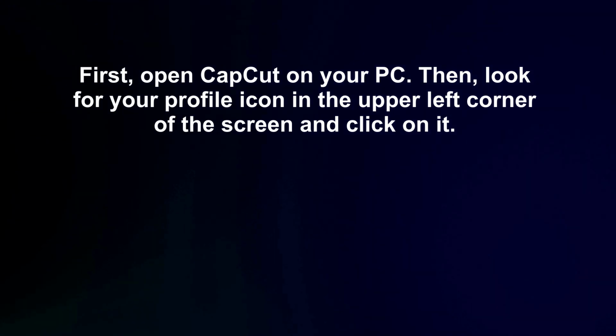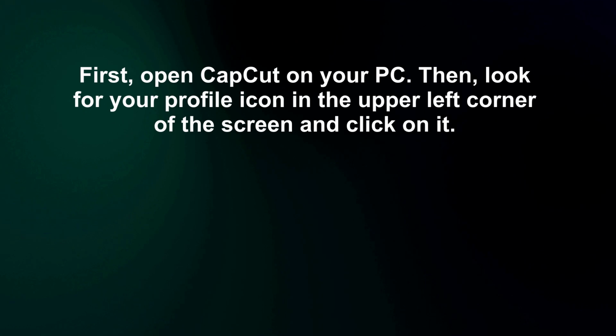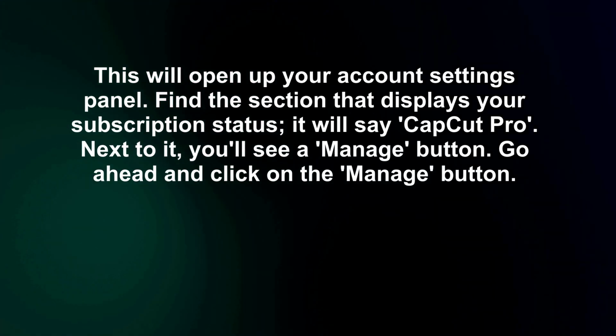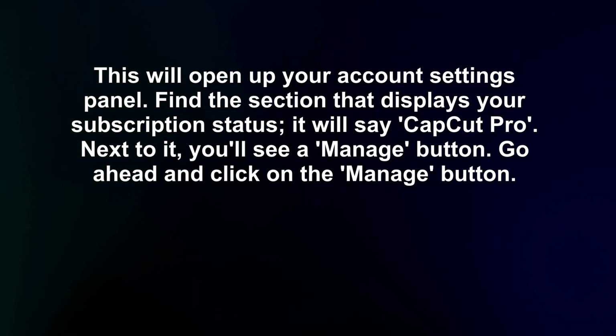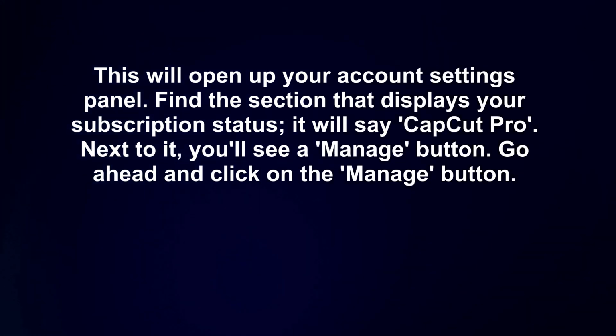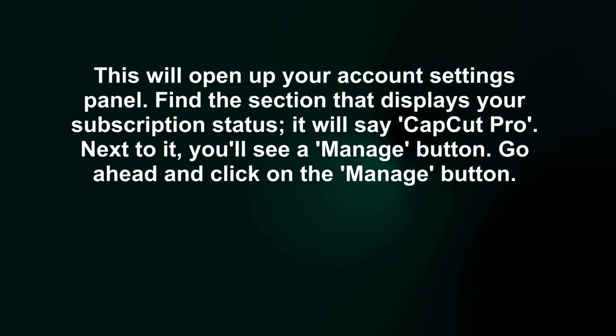First, open CapCut on your PC. Then, look for your profile icon in the upper left corner of the screen and click on it. This will open up your account settings panel. Find the section that displays your subscription status. It will say CapCut Pro. Next to it, you'll see a Manage button. Go ahead and click on the Manage button.